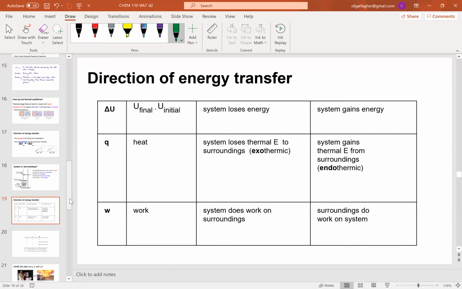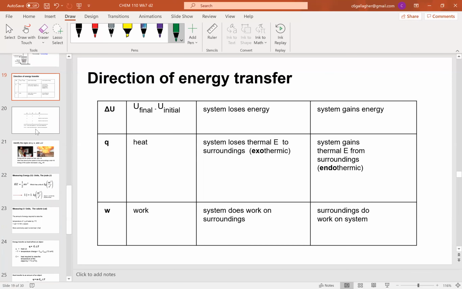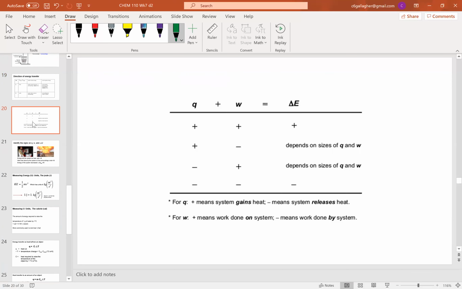When we think about work, it's our system doing work on the surroundings or the surroundings doing work on the system. And what's beautiful about this is we can actually use signs to help convey this information. So for example, if I have positive heat and positive work, then I'm going to have a positive change in energy. Whereas if I have positive heat and negative work, it's going to depend on the size of the heat and the work, whether or not my change in energy will be positive or negative.